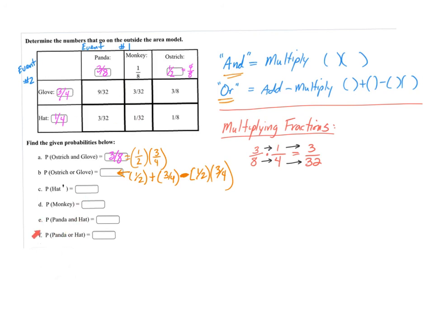And finally, the remaining 2 questions are done just like the same as the first 2. So good luck on handling those. Remember, and is with the multiply, or is with add minus multiply, and you can also use the area model to figure these out. Hopefully this video helps, and good luck.